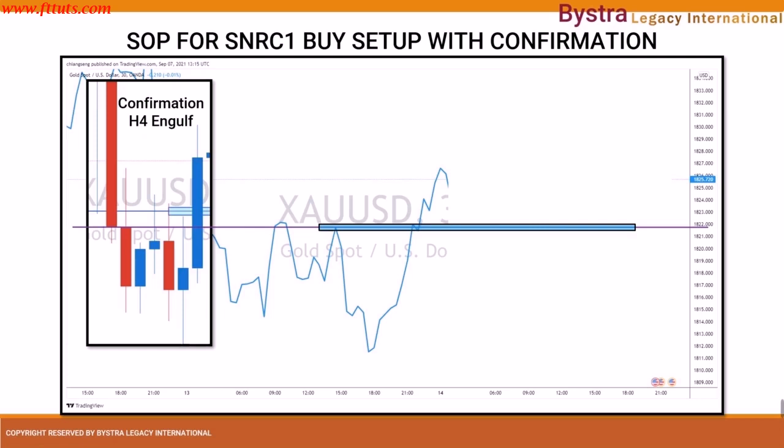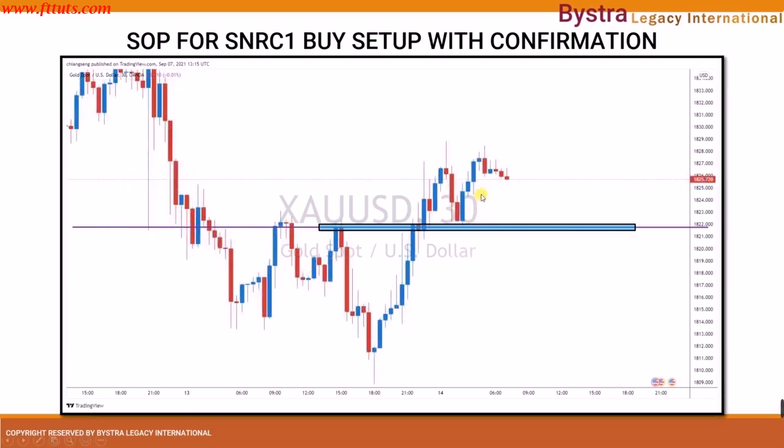Next, we wait for the price to react. Price comes back and continue on the uptrend. Okay, sharp entry and continue on the uptrend.